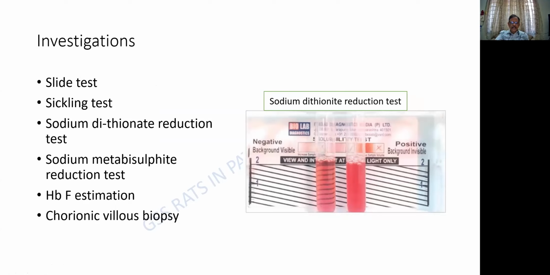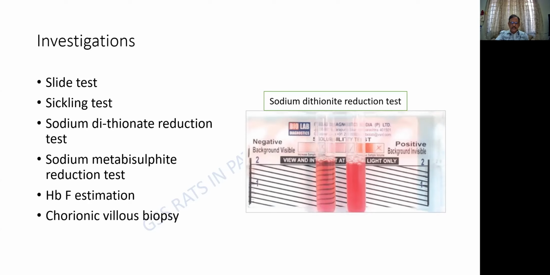What happens is the RBCs will utilize all the oxygen, and after some time there is no oxygen that can penetrate inside. It becomes reduced and hemoglobin S is precipitated. There can be sickling that can be seen under the microscope. So this is called a sickling test.